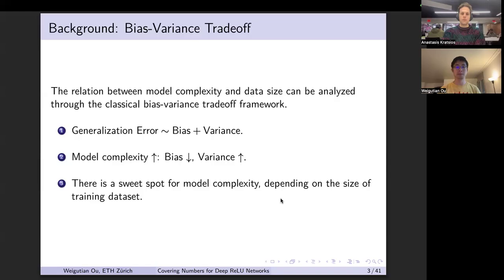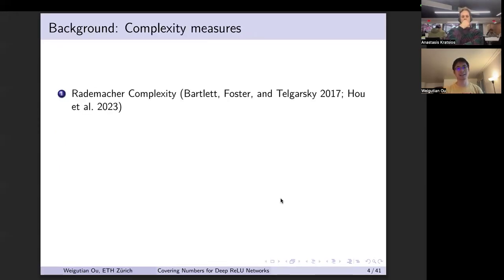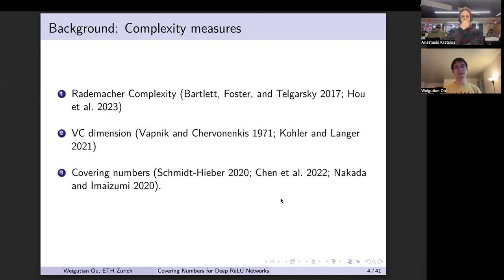How can we measure the complexity of a model? In the literature, we usually use three different ways. The first one is the Rademacher complexity, the second one is the VC dimension, and the last one is the covering number. I chose to use the covering number because my colleagues did some research on this one, so I can continue.